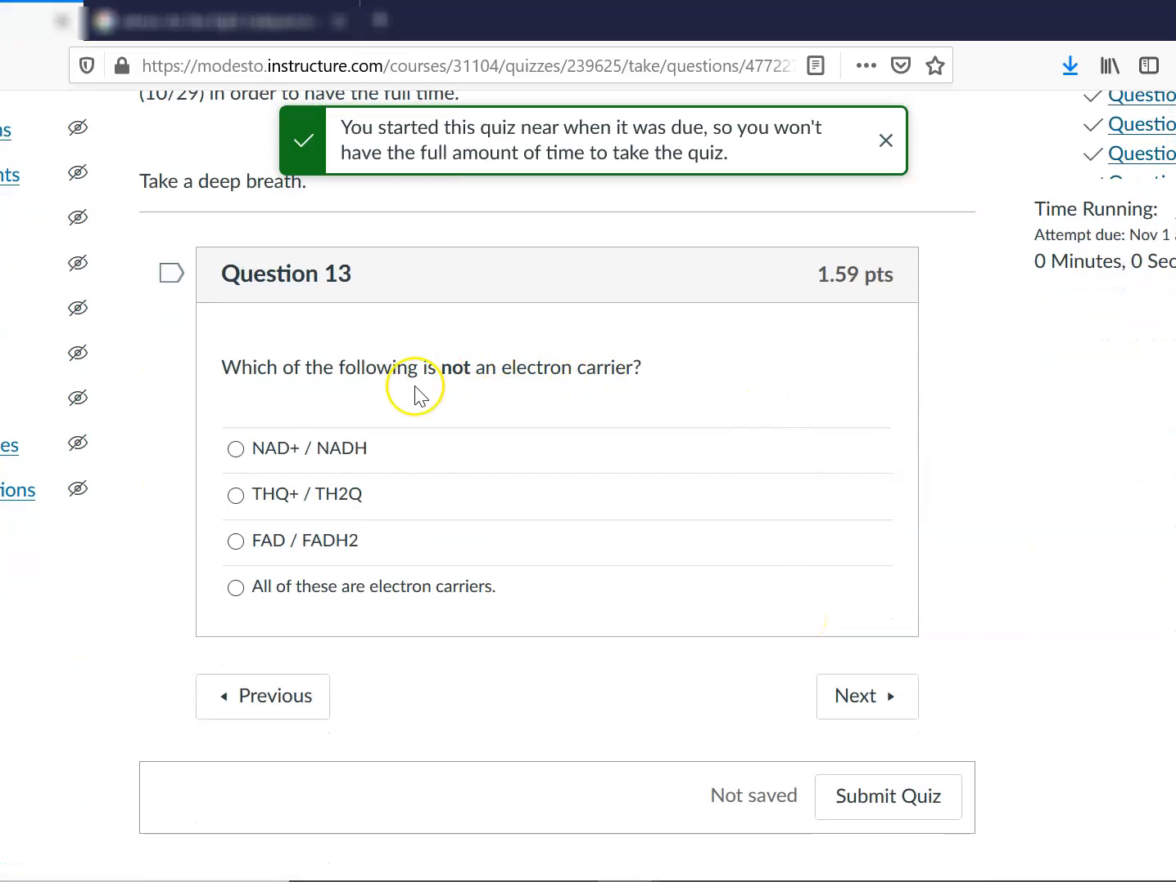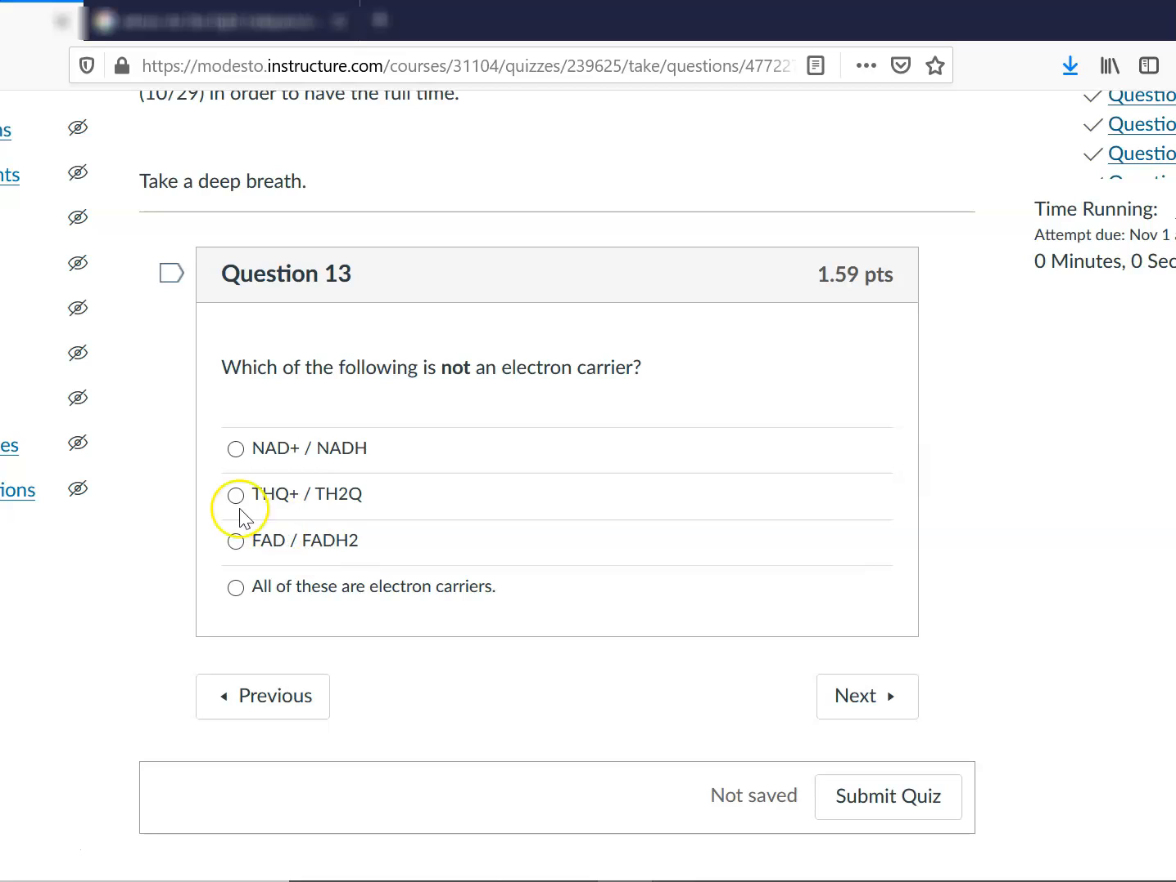Which of the following is not an electron carrier? Well, NADH is, FADH is, THQ/TH2Q. Yeah, that was a nonsense one I just made up.